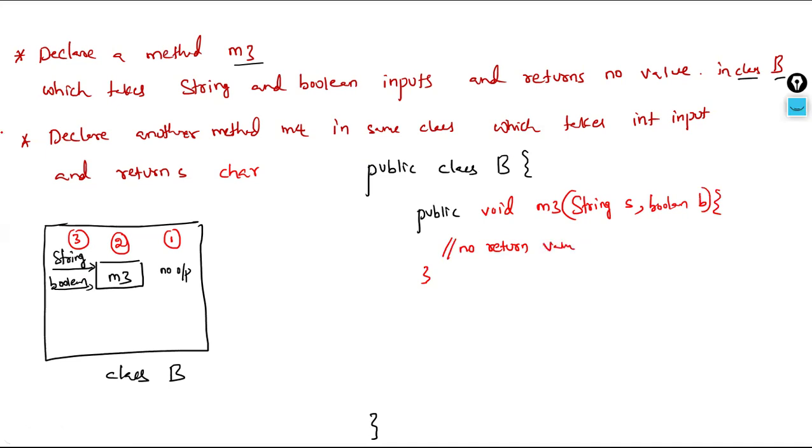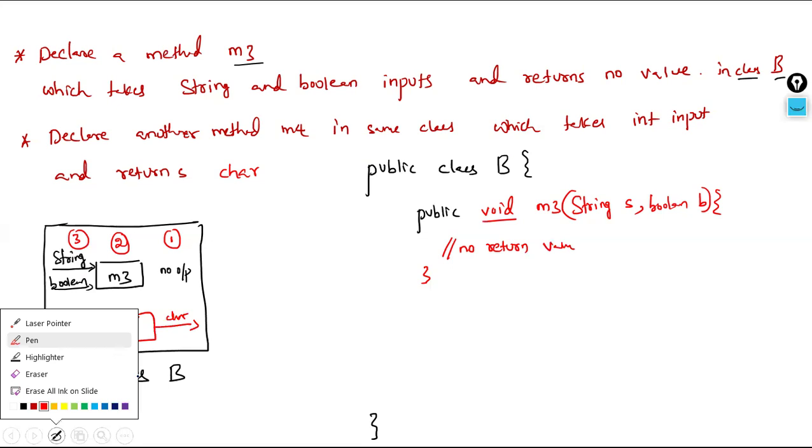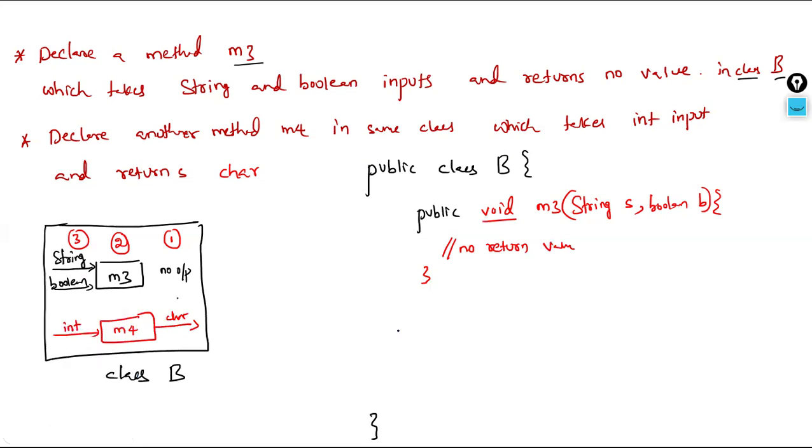Then the second requirement: declare another method yum4 in the same class. So first I'll go for a diagram. There is a yum4 in the same class, that is class B, which takes an int input and returns a character. So there is an output here, one output only, which is possible in Java. That's a character. To write the method syntax, first I'll give the numbering 1, then 2, and then 3. What's the method syntax?